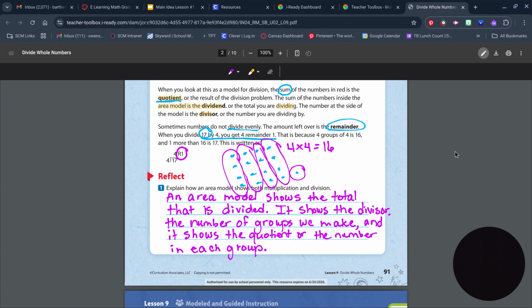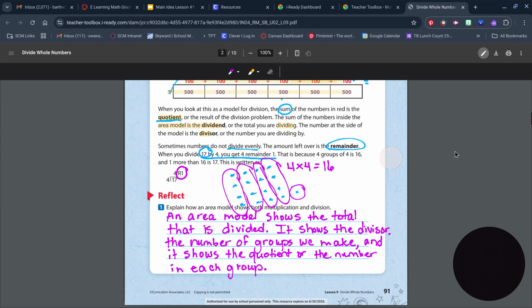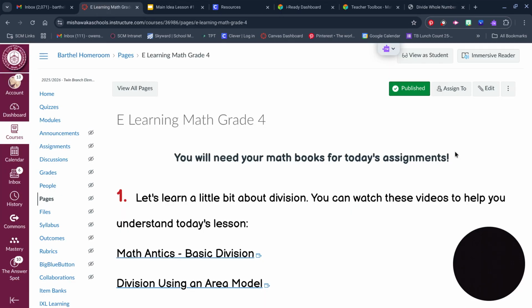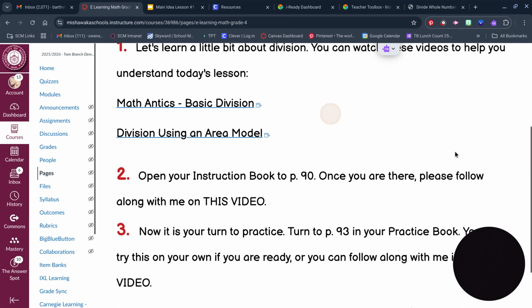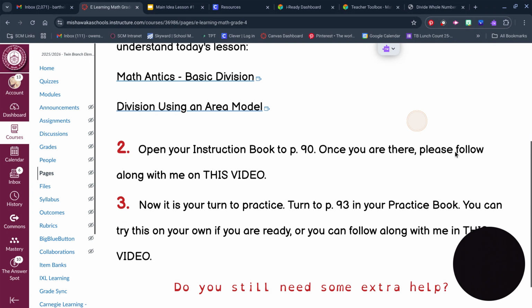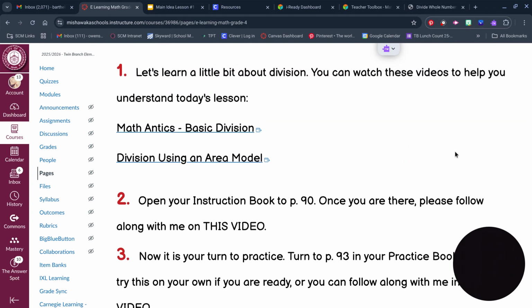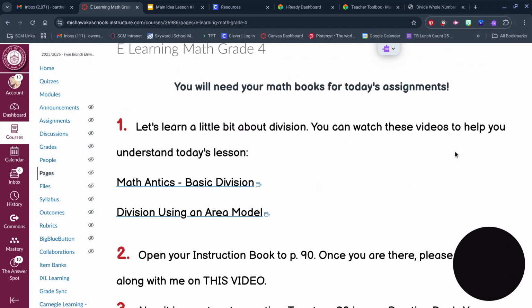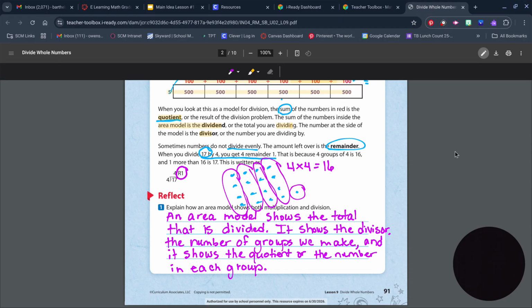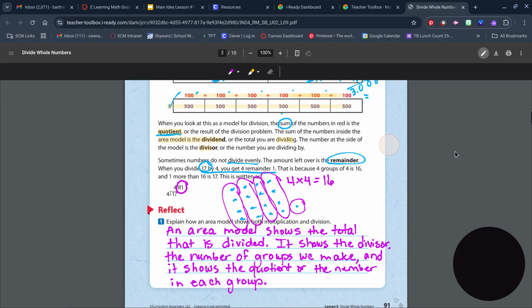And this is new today. So when you go and do your practice book page, which is, let me double check, page 93, 93 and 94, just do your best. It's new. We're going to go over it together. There's also lots of practice that you can do.